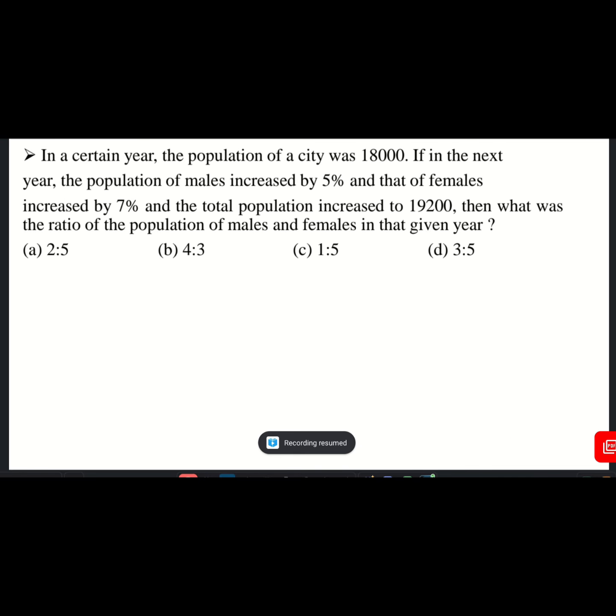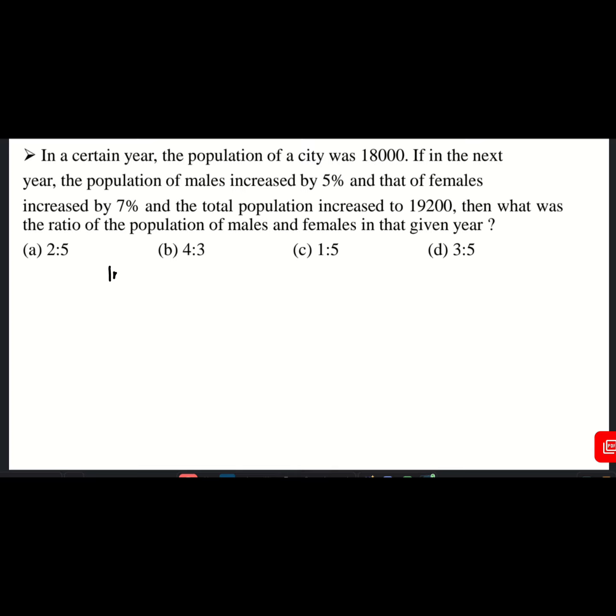In a certain year, the population of a city was 18,000. If in the next year, the population of males increased by 5 percent and that of females increased by 7 percent, and the total population increased to 19,200, then what was the ratio of the population of male and female in that given year?